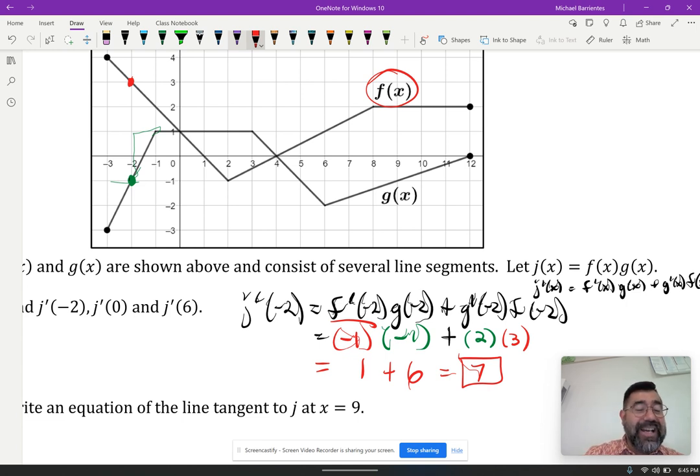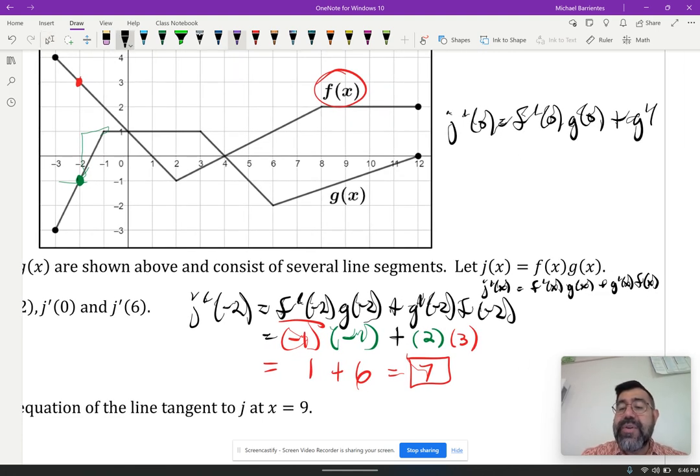Sure, why not? I'm going to do j prime of 0. Well, we said that's f prime of 0 times g of 0, the derivative of the first times the second, plus g prime of 0 times f of 0, plus the derivative of the second function times the first. This time, all the action is happening at 0. So let's start with f. We're talking about this point right here on this line. What is the slope? Well, we said the slope was -1, times the g function. The g function at 0 is also on that point, but we're looking for the y value, and the y value is 1.